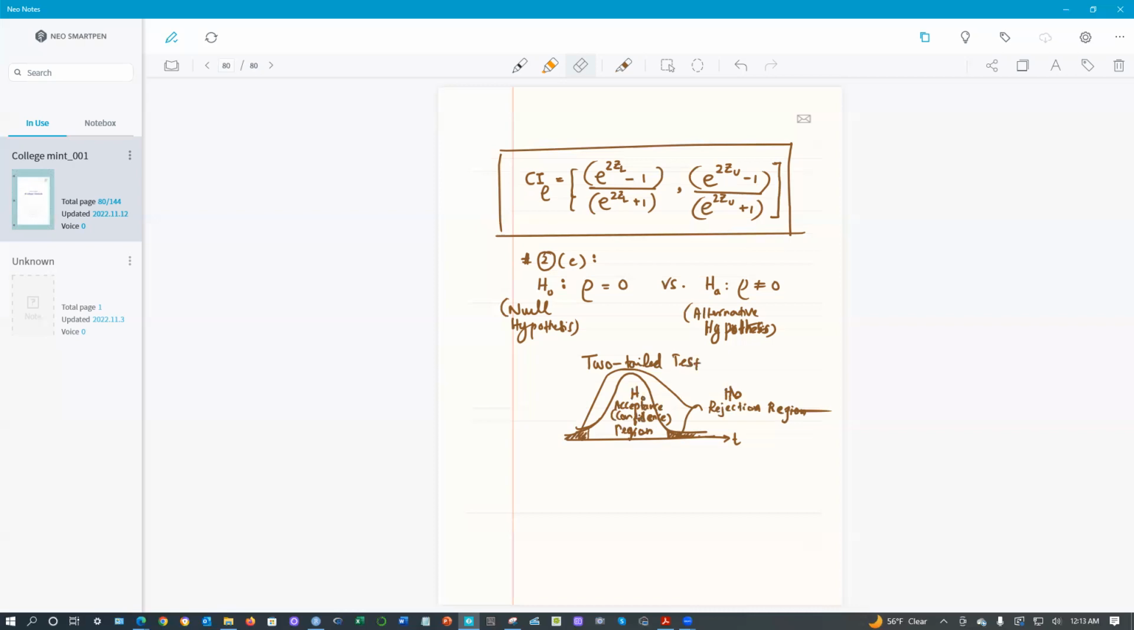This confidence range, the middle part, will be decided by what? The confidence level is 1 minus alpha, and each tail is alpha over 2. As an example, this one is 0.95, and this one is 0.05 divided by 2, which is 0.025. This one is also 0.05 divided by 2, which is 0.025. Like that.